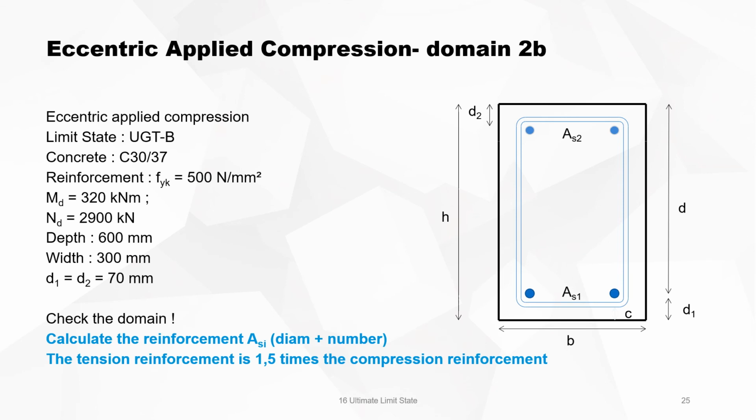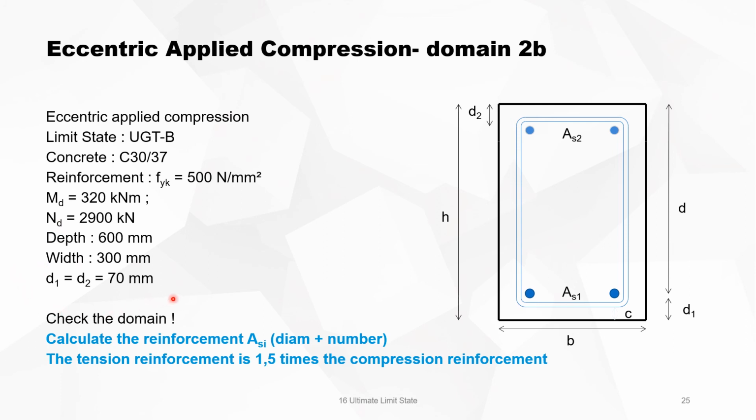Let's take an example of a concrete section, and there is a bending moment of 320 kilonewton meter and a normal force of 2,900. It's a normal section, 600 by 300. Now, you look at this. You should immediately notice that compression is dominant. So don't use the formulas of zone 2A because it will not work out. You can have a feeling that most likely you are in 2B or in zone 3. That's in domain 3. That's also possible.